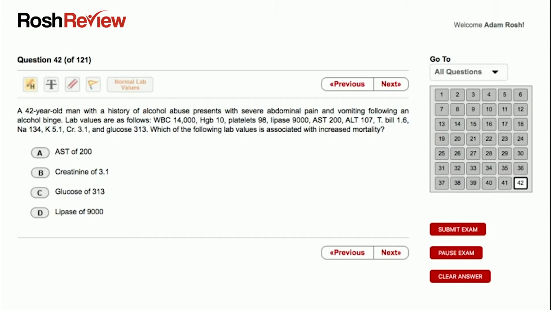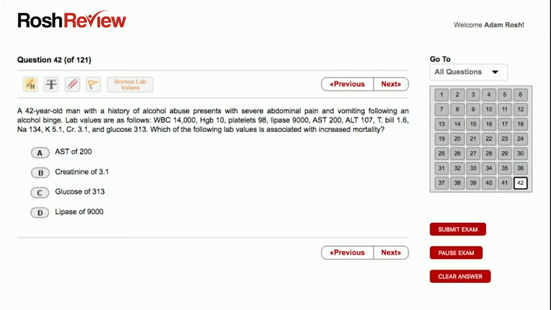Which of the following lab values is associated with increased mortality? And the answer choices are A, AST of 200, B, creatinine of 3.1, C, glucose of 313, or D, lipase of 9,000. Okay, so this is one of my favorite questions for board exams. It invariably comes up, and it's rather straightforward. You just need to know, right? What do you need to know?